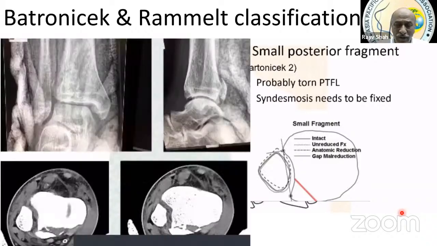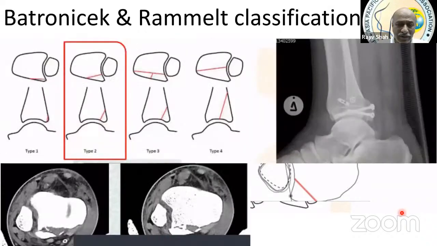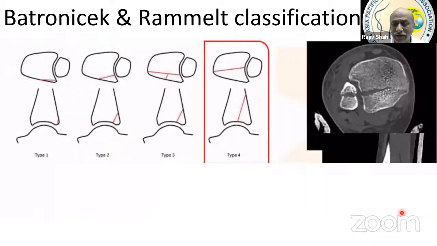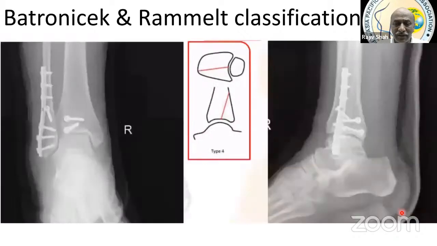So a small fragment like that would require fixation, that is type 2 Rammelt, and a big fragment shown here may just require fixation through a plate, or someone was asking about anteroposterior screws. In this case, this is from the literature, he has used anteroposterior screws.